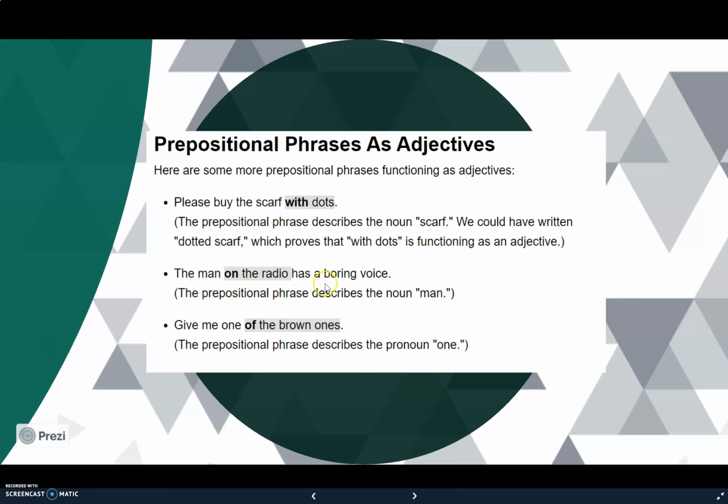The man on the radio has a boring voice. On the radio, this is the prepositional phrase because it begins with a preposition and describes the man. And here: give me one of the brown ones. Here, of the brown ones describes one and begins with a preposition.